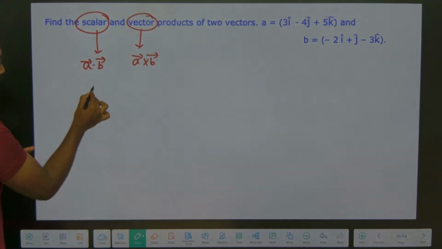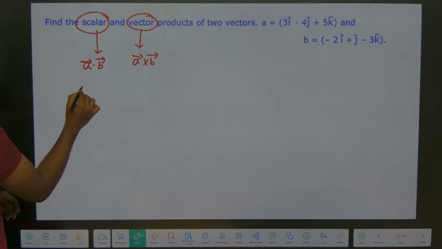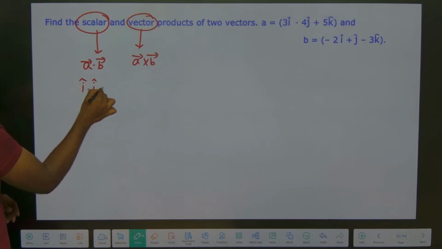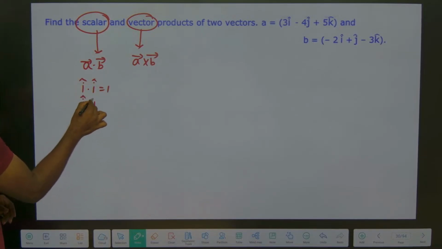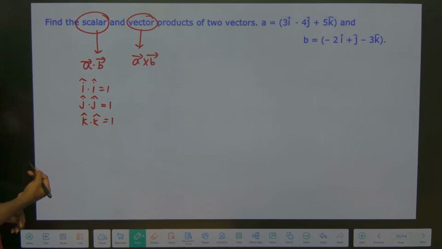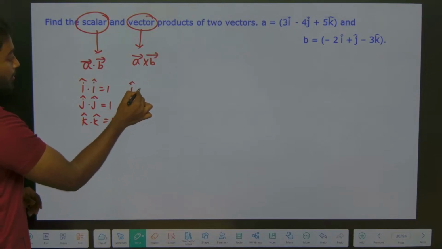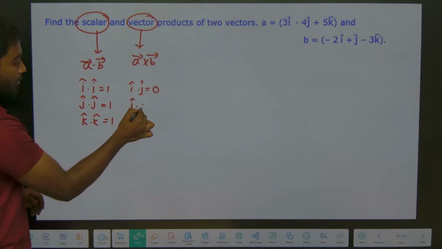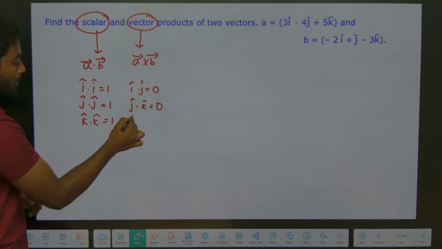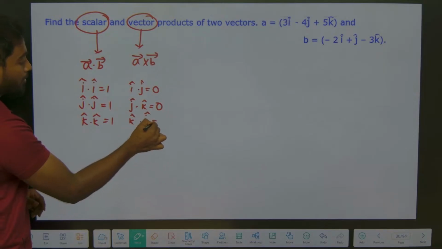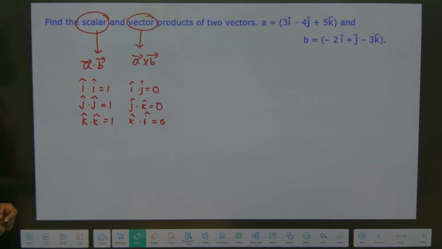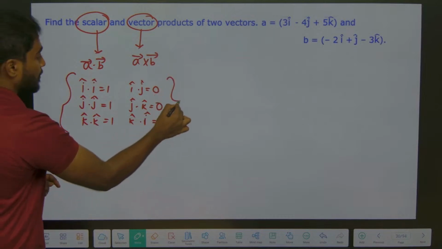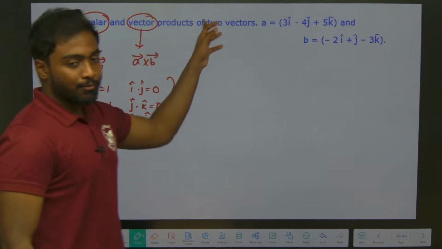The thing is, I dot I will be 1, J dot J will be 1, K dot K will be 1, whereas I dot j will be 0, j dot k will be 0, k dot I will be 0. So you can use these cases and get the answer for the scalar and vector products.